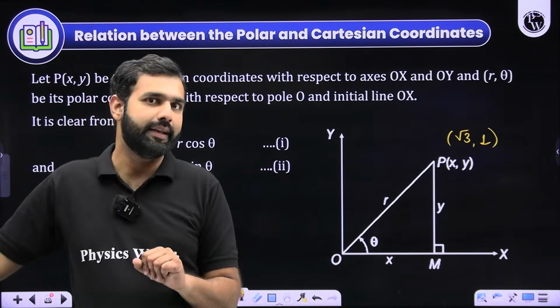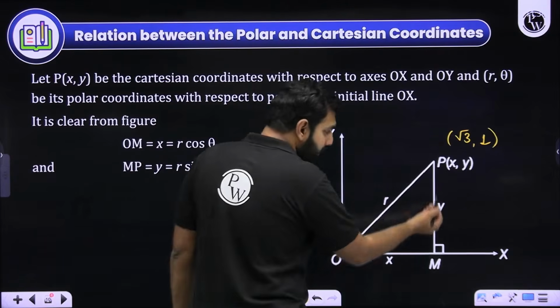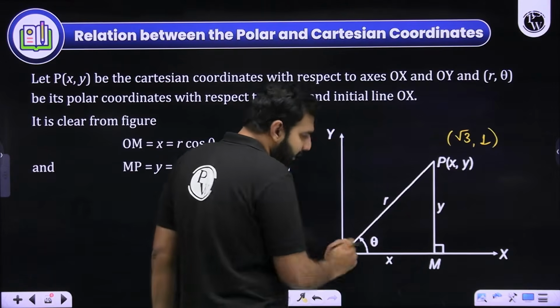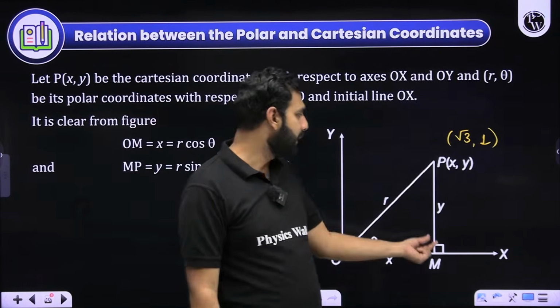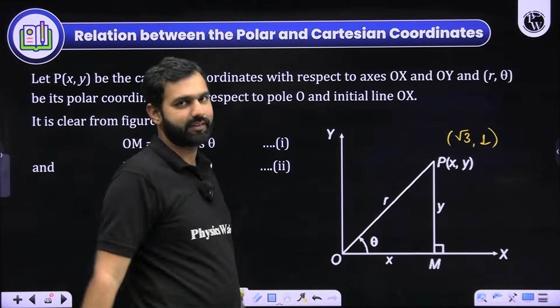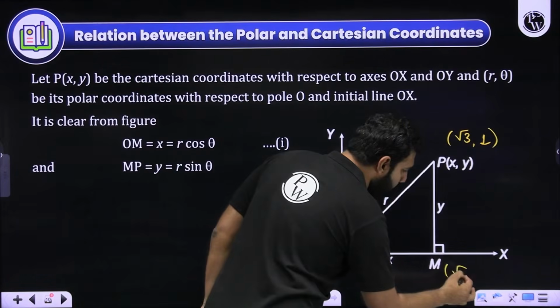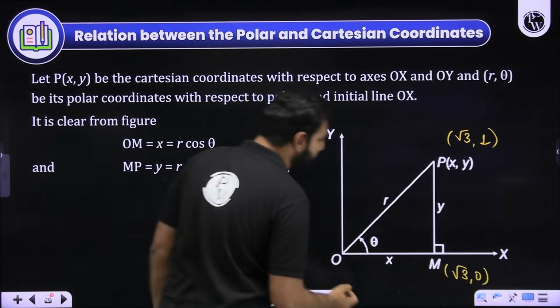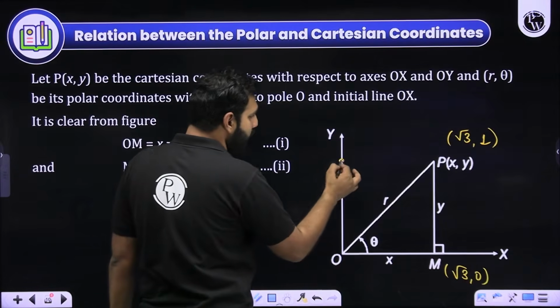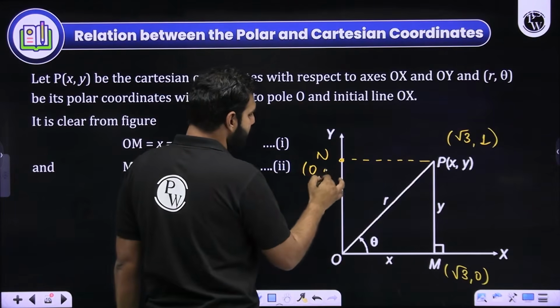Now what I know very clearly here is that this (root 3, 1) means the perpendicular distance of this point from the x-axis and the perpendicular distance of this point from the y-axis. Here we know that this point M will have the coordinates (root 3, 0), and if I drop a perpendicular from P to the y-axis, let's call it N, it will have the coordinates (0, 1).